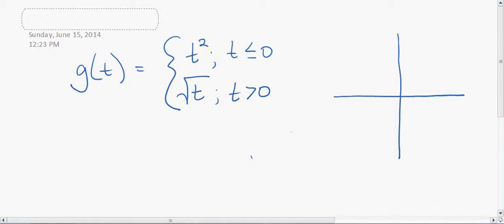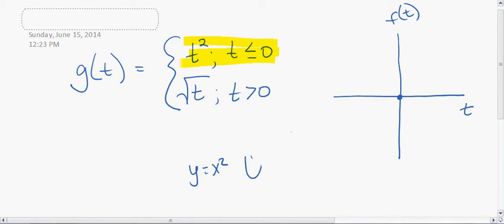So let's do the first piece, when t is less than or equal to 0. So here's t along my independent, f of t along my dependent, and here's t equals 0. When t equals 0, it's going to be a parabola, right? Y equals x squared, that's just a parabola. So I know it's going to look something like this.